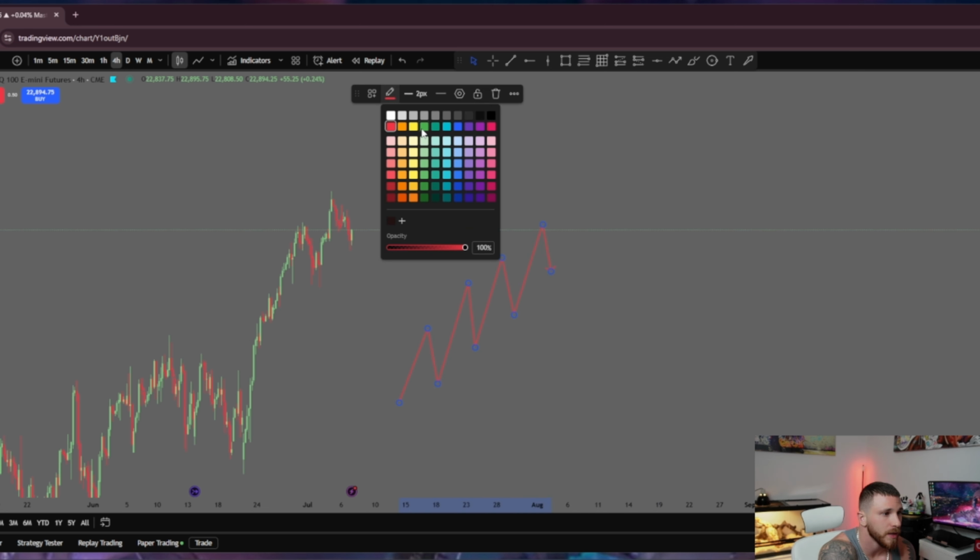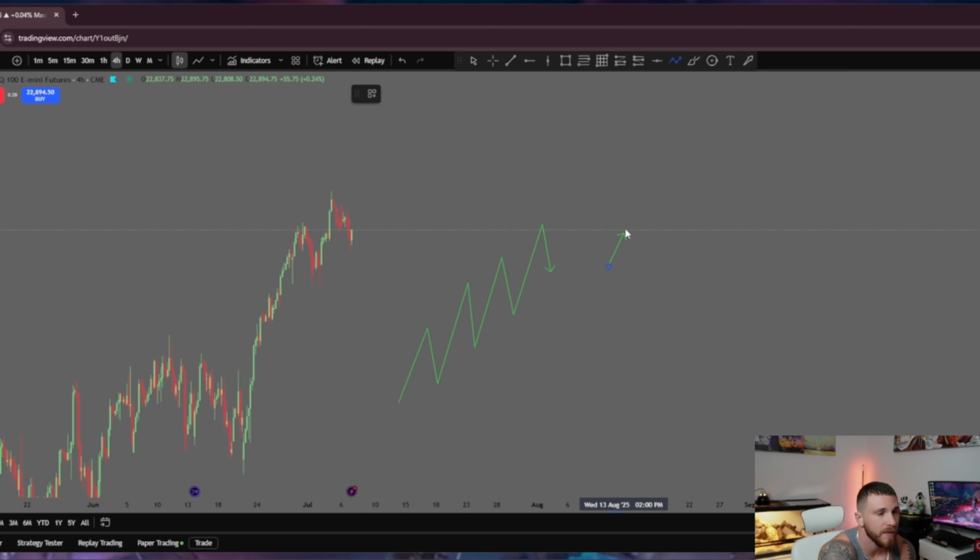Bang, we'll make that green. And then we also have a downtrend. If you listened in the other videos, we know that an uptrend consists of higher highs and higher lows, and a downtrend consists of lower highs and lower lows. So where liquidity would lie on an uptrend would be above the most recent high.